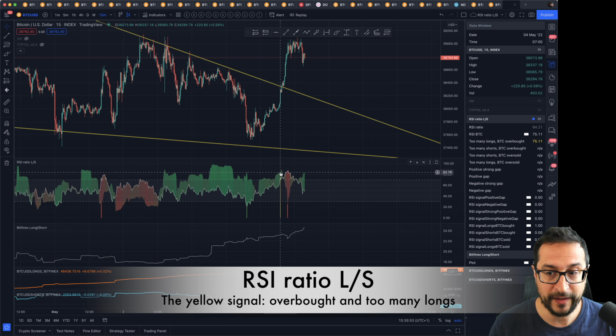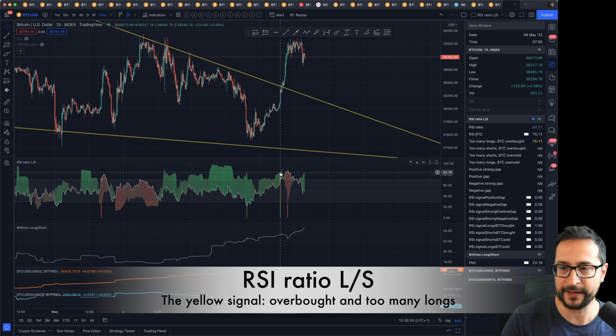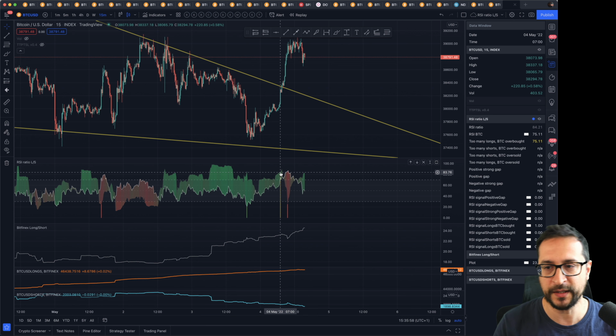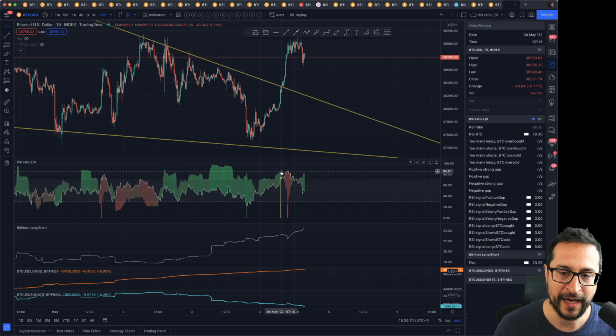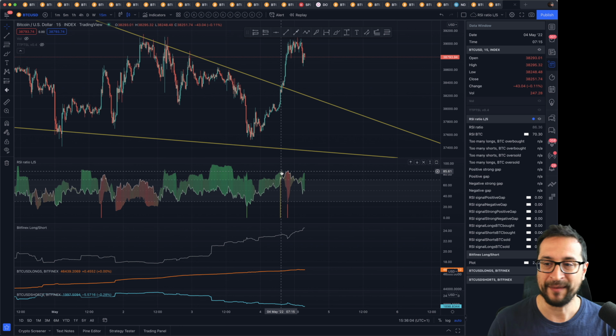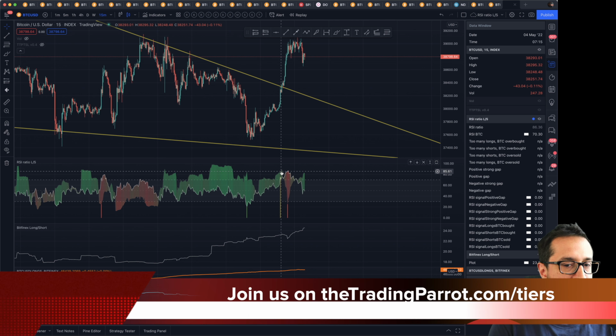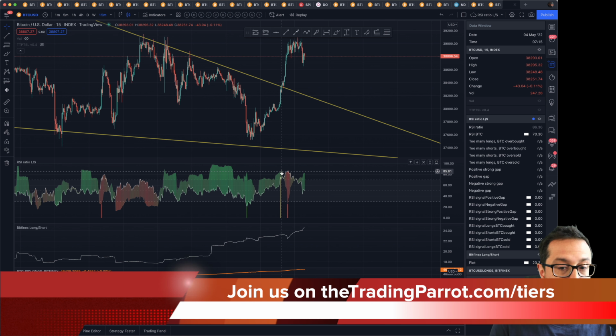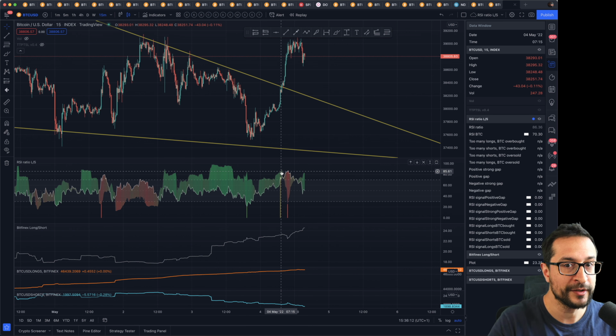You might be wondering what is the yellow signal. If you look at the right-hand side, it says too many longs and BTC is overbought. In areas where we have at the same time a lot of longs and BTC is overbought, it's difficult to tell exactly what happened, but many shorts love a situation like that because it puts at risk all the longs.